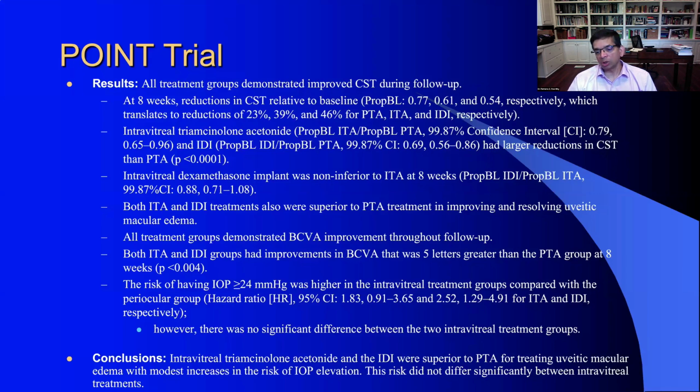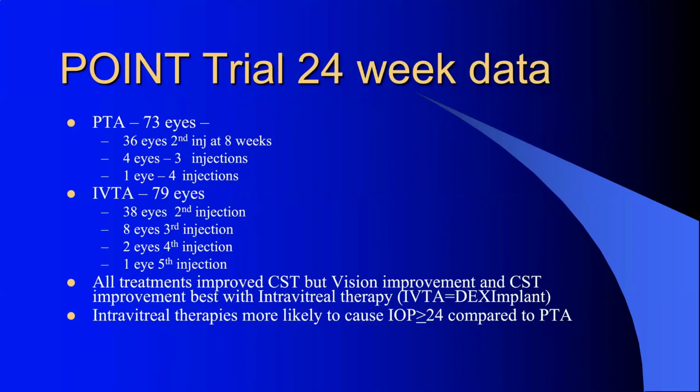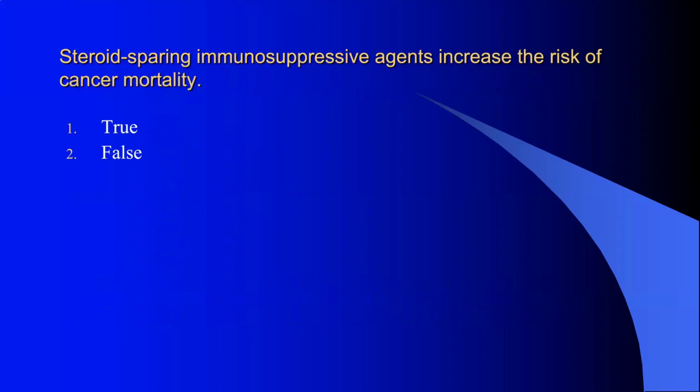All of them caused intraocular pressure elevations, but the intraocular pressure elevations were greatest for the intravitreal treatments. And there was not much difference between the 2 intravitreal treatments. You needed fewer injections, it looked like, to control inflammation in the intravitreal groups compared to the periocular groups. But all of the treatments did improve vision and improved central subfield thickness in the treatment of uveitic macular edema.